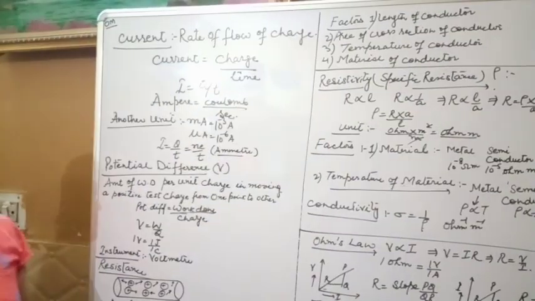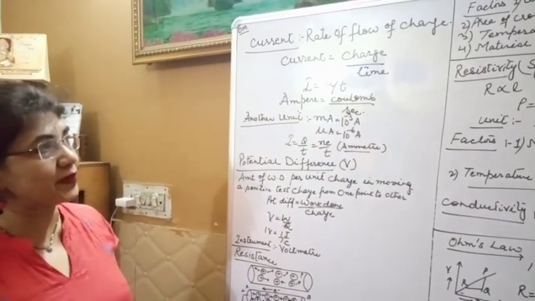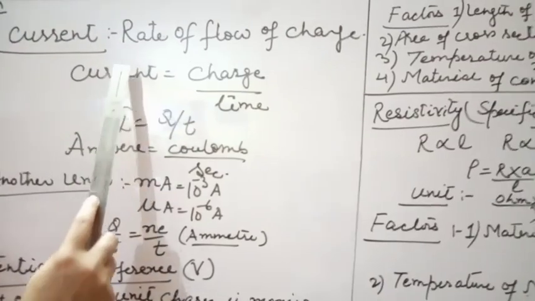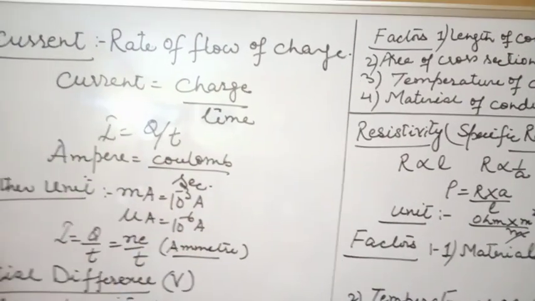Topic is current electricity. So very important topic. Try to understand very carefully. So first one is current. What is the current? Already you have done in 9th standard earlier class. Rate of flow of charge is called current.